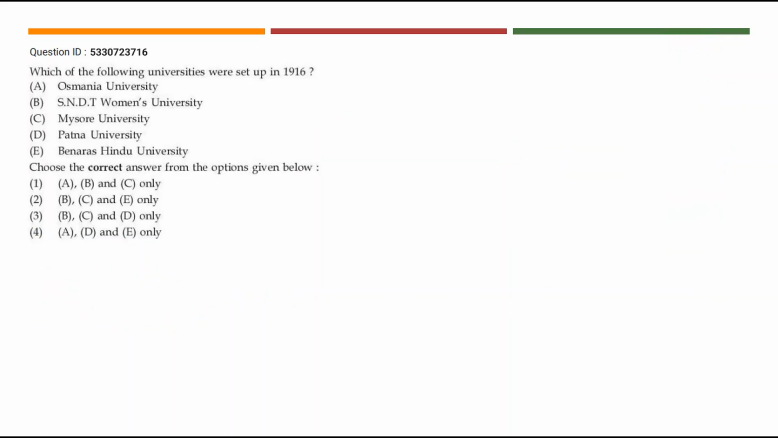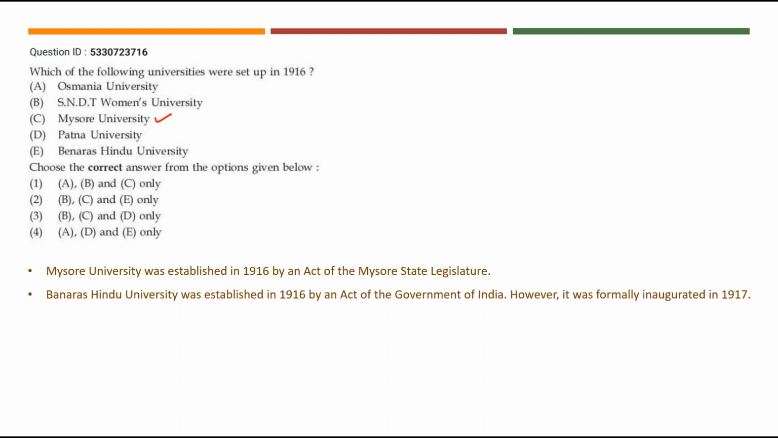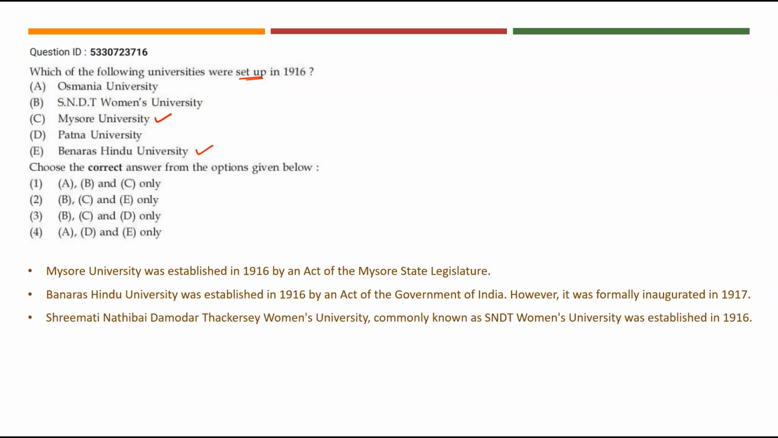Next question. Which of the following universities were set up in 1916? Mysore University was established in 1916 by an act of the Mysore State Legislature. So C is in the answer. Banaras Hindu University was established in 1916 by an act of the Government of India. However, it was formally inaugurated in 1917. So they are just asking about when it was set up. Established here can be considered here. So Banaras Hindu University is also included.